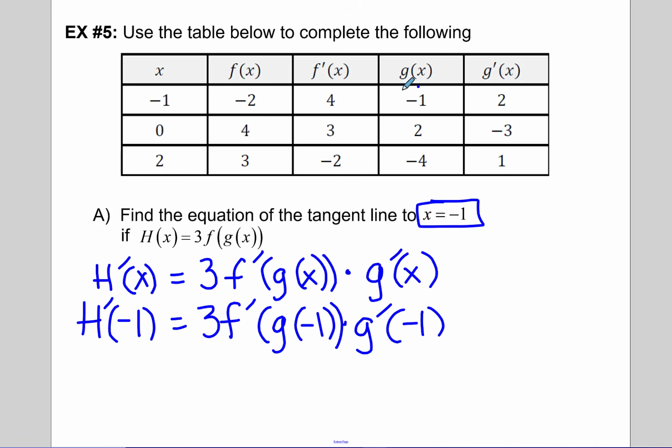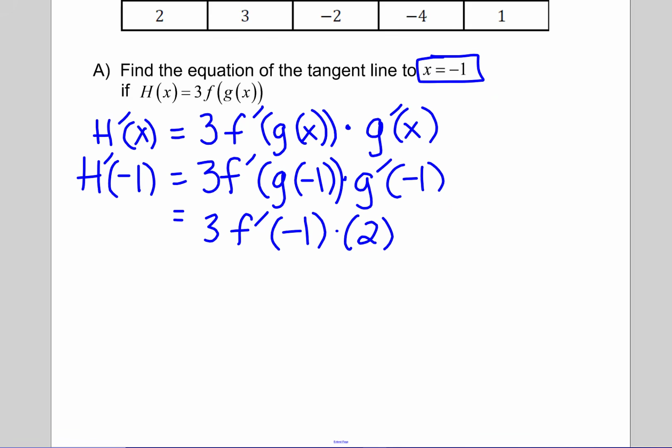So the g of -1 is -1. So right in here we've got a -1. Does that look familiar? The f prime of -1. And then what's the g prime of -1? Well, the g prime of -1 is 2. So we could replace this expression with a 2.